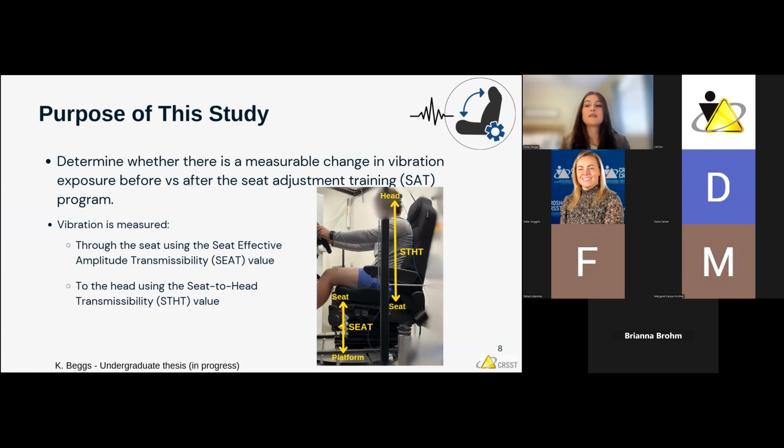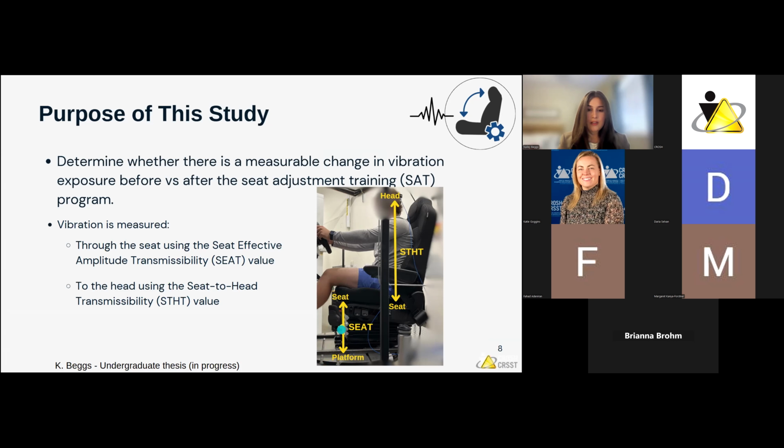So research, though, is missing in the area of seat adjustment and its effects on vibration transmission. That's why we decided to determine whether there is a measurable change in vibration transmissibility before versus after completion of a seat adjustment training program by looking at the seat effective amplitude value. So that's the SEAT value, and it compares the platform and seat transmissibility.